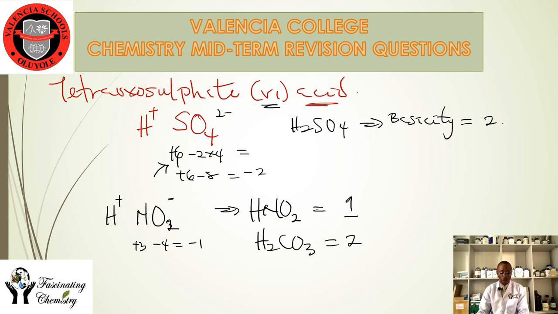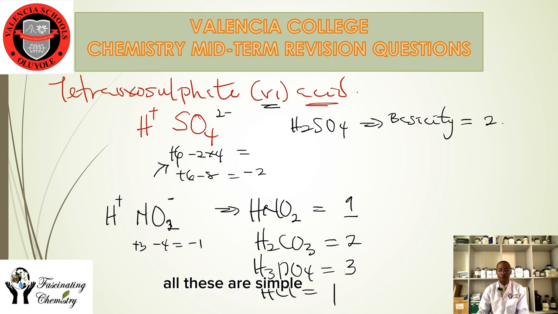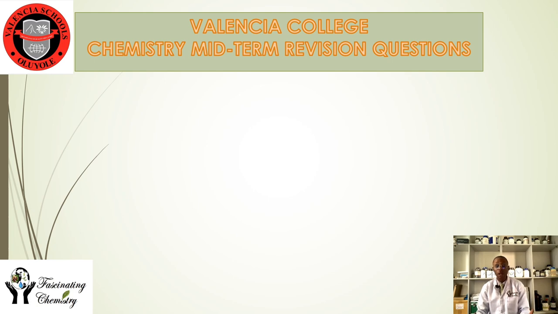Then to the last one, which is hydrochloric acid. Before that, I have tetraoxophosphate(V) acid. That's H3PO4. The basicity will be 3. Then try also hydrogen chloride or hydrochloric acid. That's HCl. And the basicity will be 1. All these are simple questions. Next question says, what is neutralization?